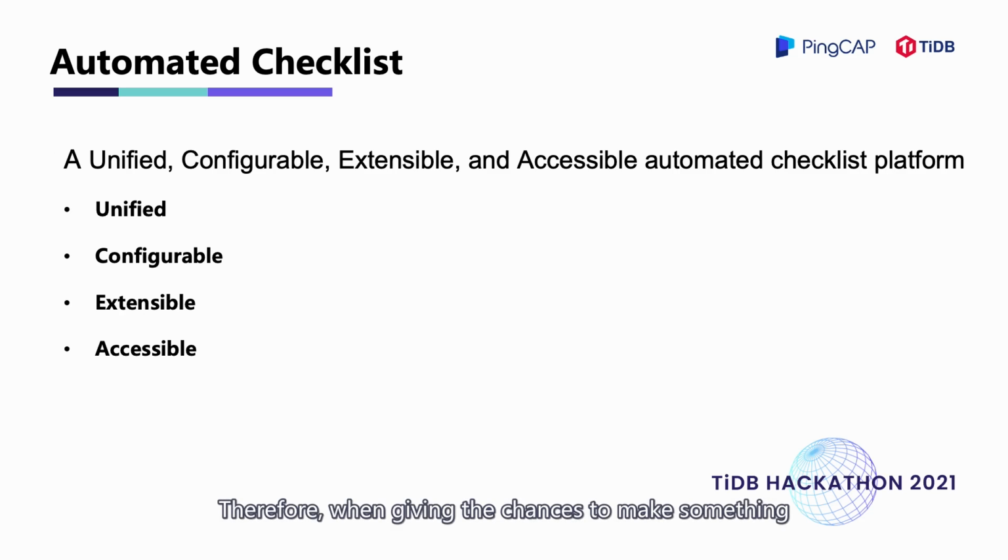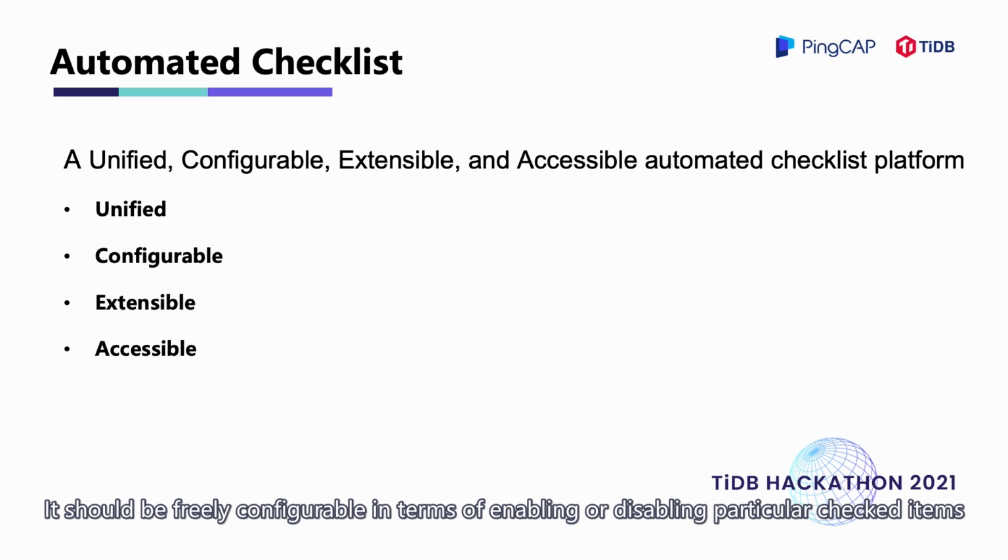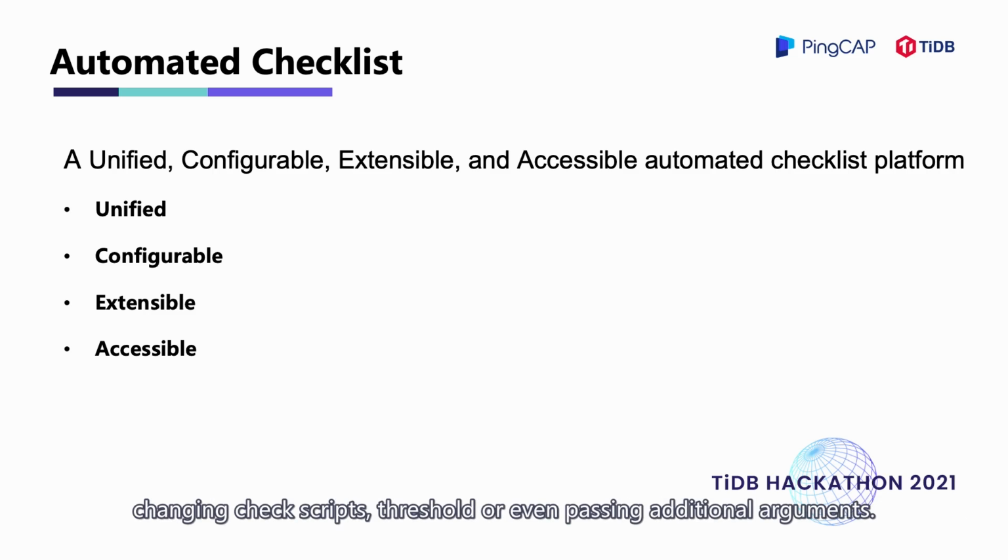Therefore, when given the chance to make something at TiDB Hackathon 2021, we set out to build an automated checklist platform that is unified, configurable, extensible, and accessible. It should provide a unified platform to access information stored in Grafana, Prometheus, the operating system, databases, or even logs. It should be freely configurable in terms of enabling or disabling particular checked items, changing check scripts, thresholds, or even passing in additional arguments.